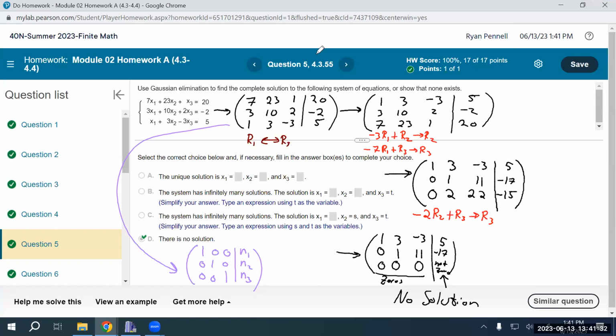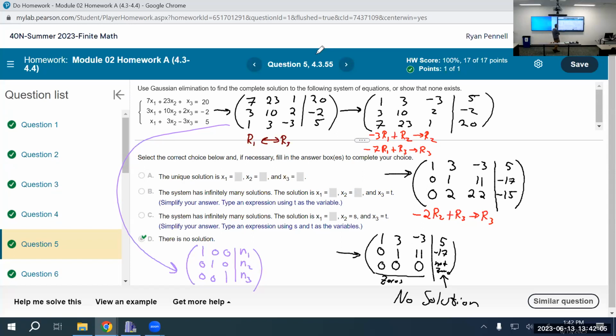Why does option C have x2 equals s? What does that mean? That would mean that there would be 2 free variables. That can happen in other situations where there are infinitely many solutions and we end up having 2 free variables. So that's what C is referring to, but this is certainly not that case.